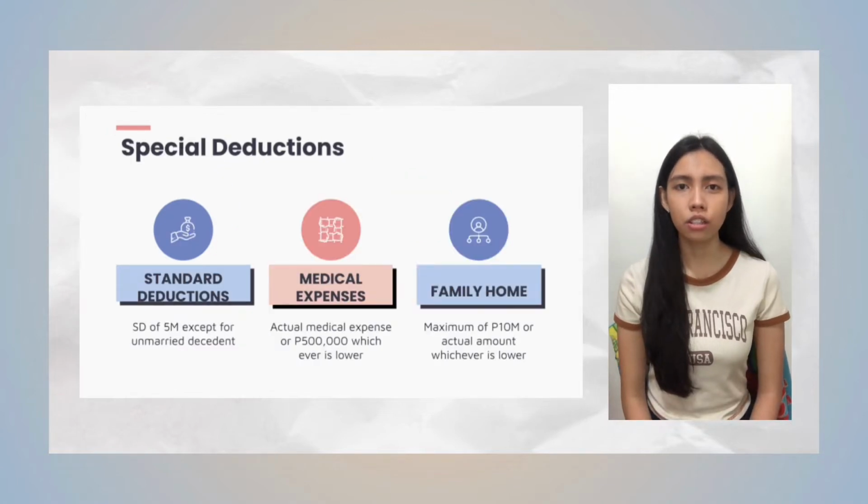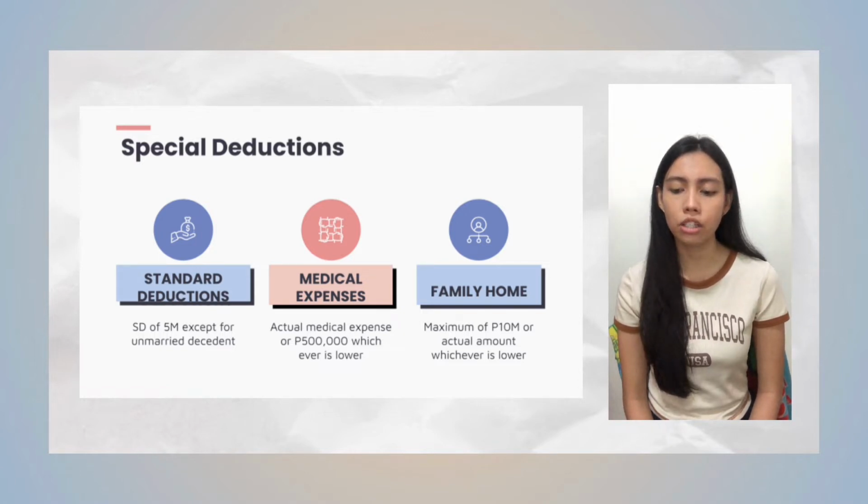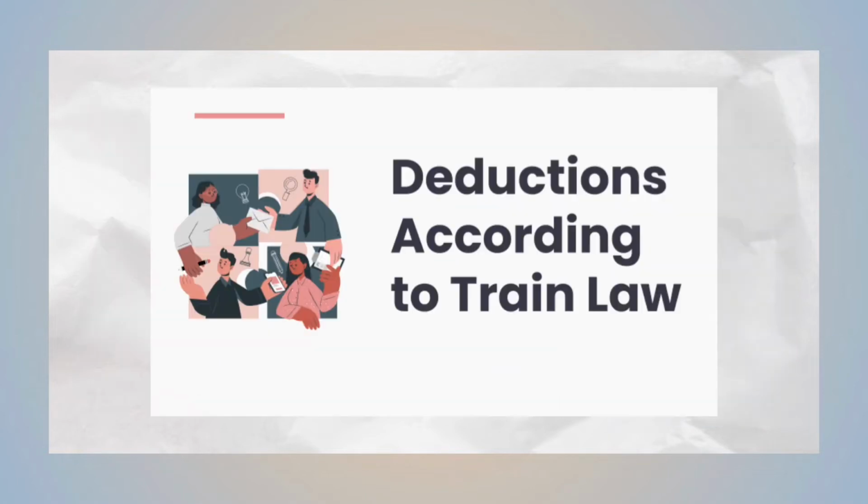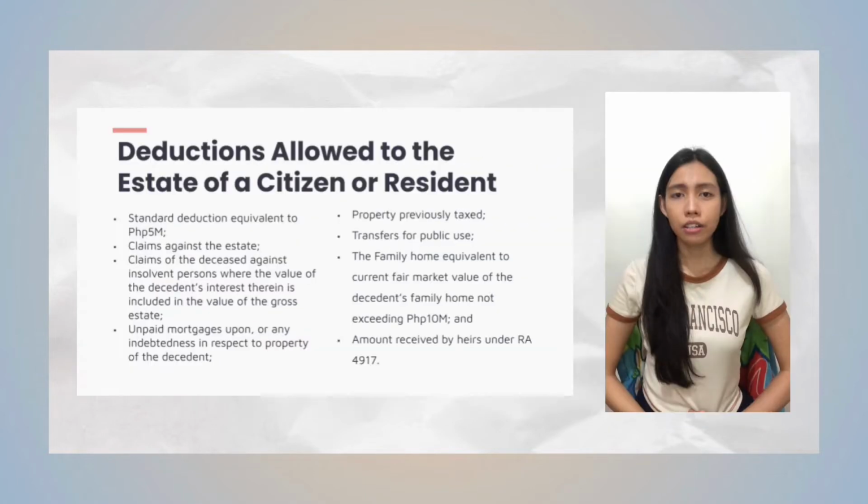We have special deductions. Standard deduction of 5 million except for a married decedent, medical expenses of 500,000 pesos, whichever is lower, and family home of a maximum of 10 million pesos for the actual amount, whichever is lower. Here's the list of deductions allowed to the estate of a citizen or resident.